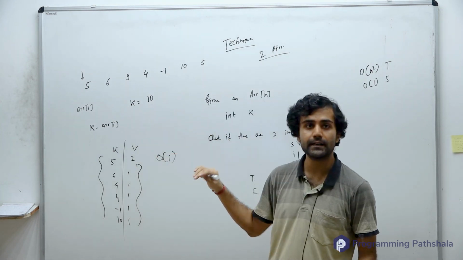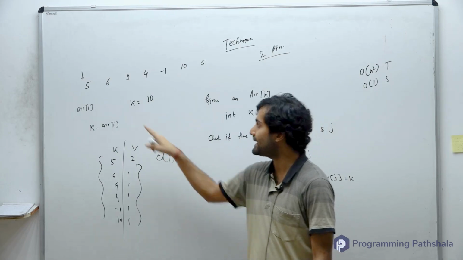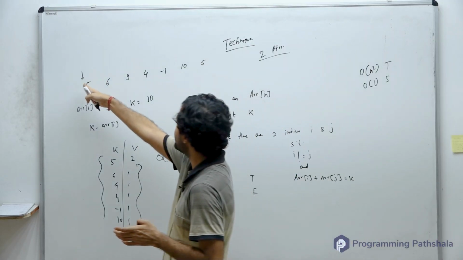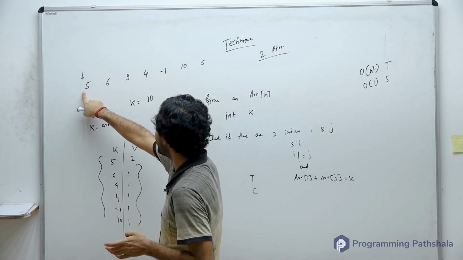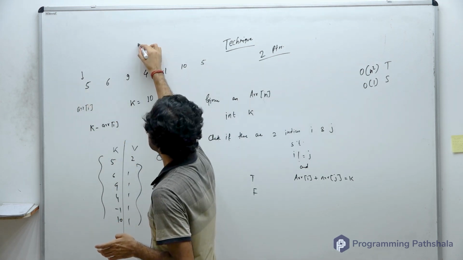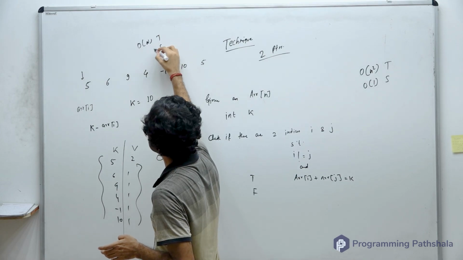So first tell me, what would be the time complexity of this? Order of n, right? Order of n, because you are iterating over all the elements, and whenever you are at an element, you are just doing a check in the map, which is order 1. Okay, so order n is your time, and how much is space?